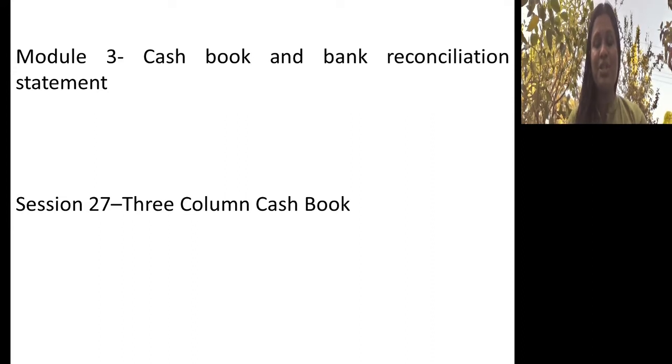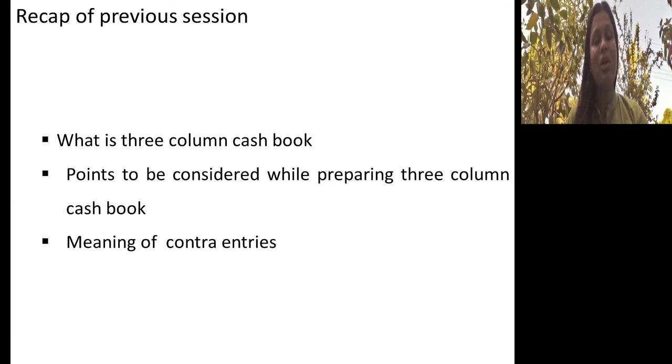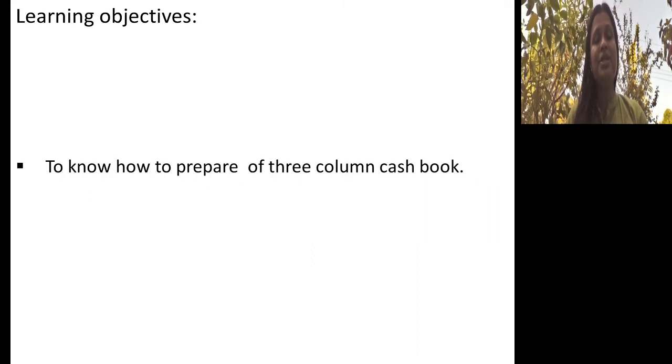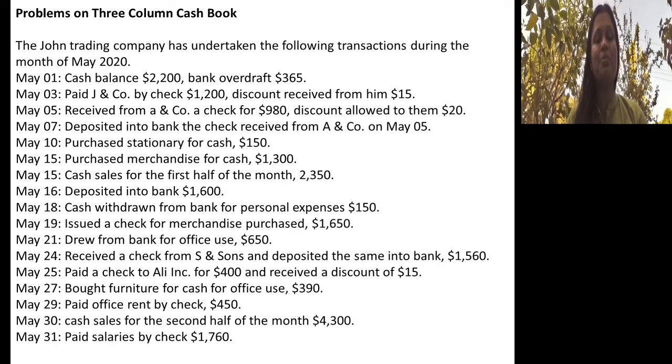In the last two sessions, we discussed in detail what a cash book is, what the different types of cash book are, how to prepare a simple cash book, and we even concentrated on preparing a 3-column cash book and the meaning of contra entries. In this session, we are going to concentrate on how to prepare a 3-column cash book practically. So let me look at the first problem.